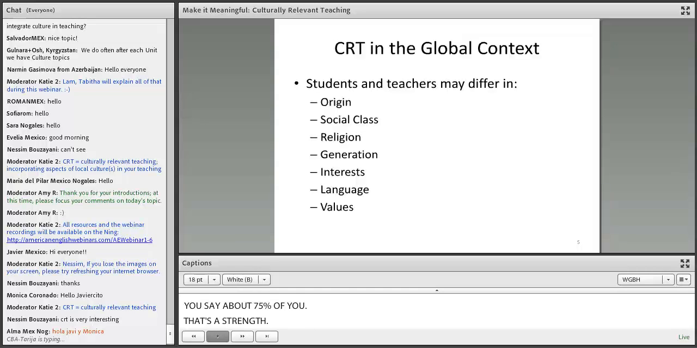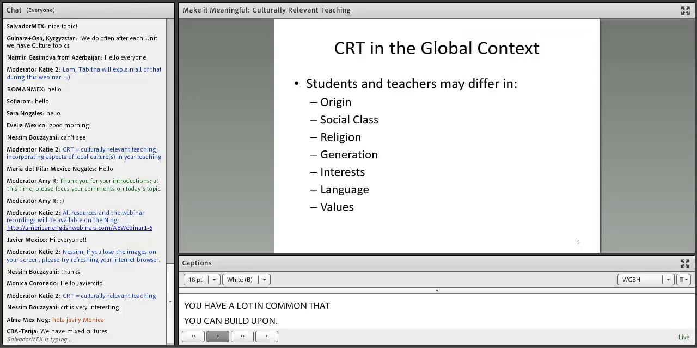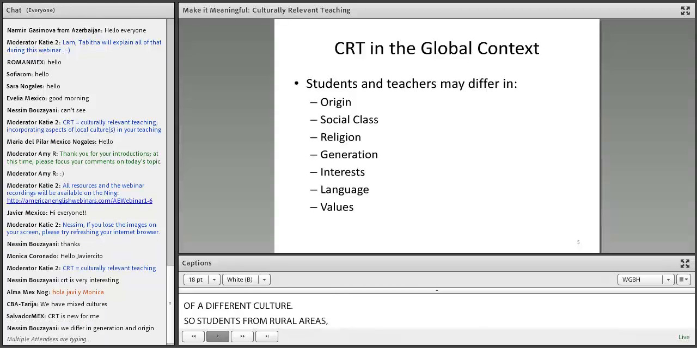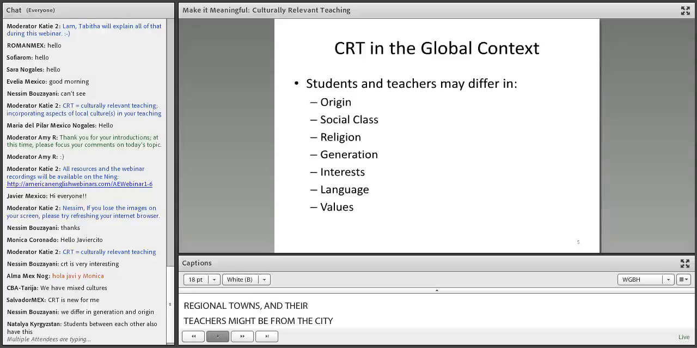And culturally relevant teaching is effective even in situations where students and teachers have the same background. But even teachers with the same cultural background as their students might have some aspects of a different culture. So students from rural areas often attend schools in large regional towns, and their teachers might be from the cities, so they'll have different origins. Or it might be that students are of a different social class or religious community.